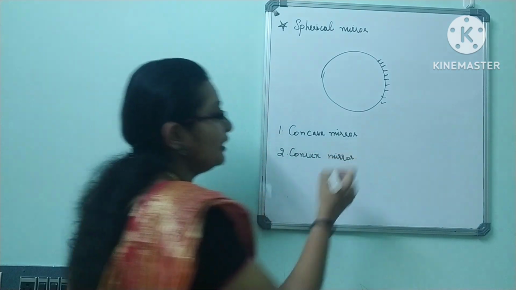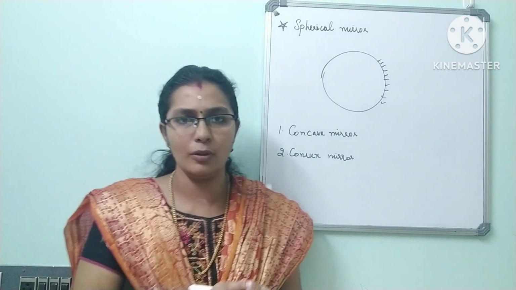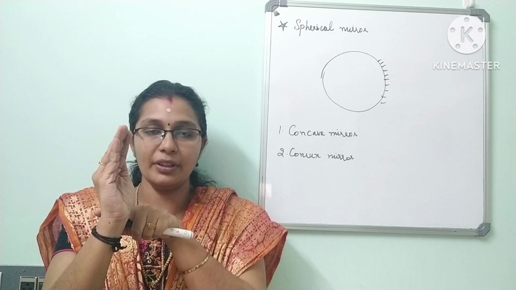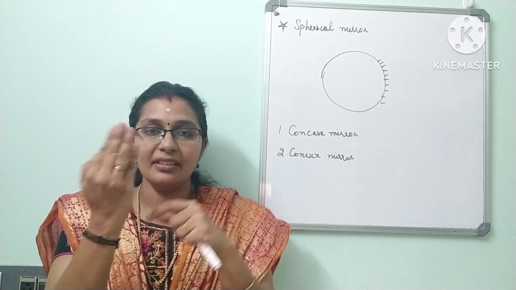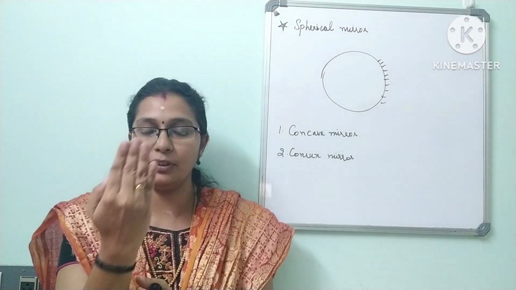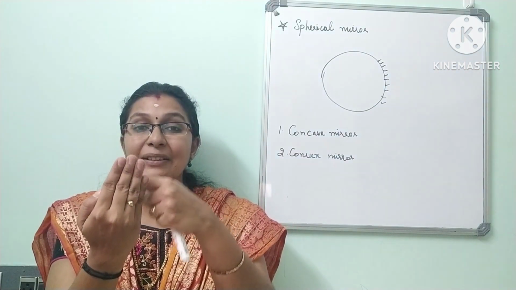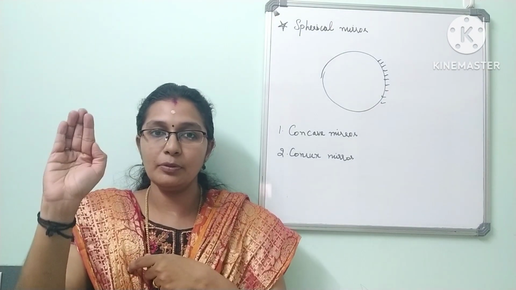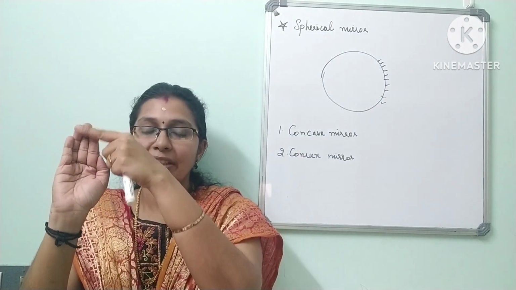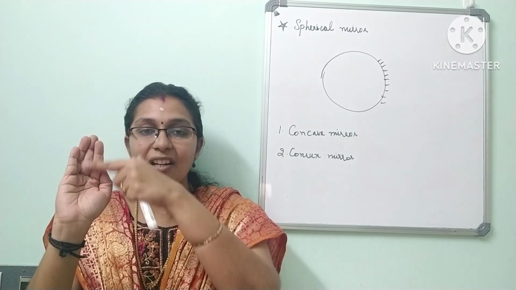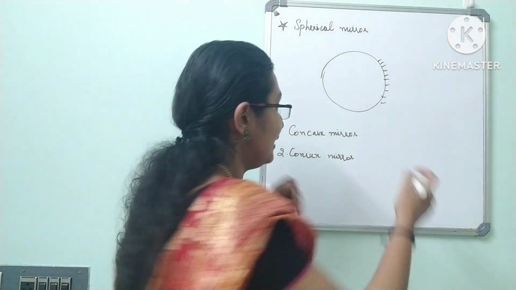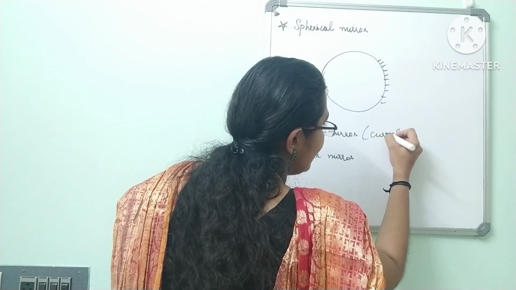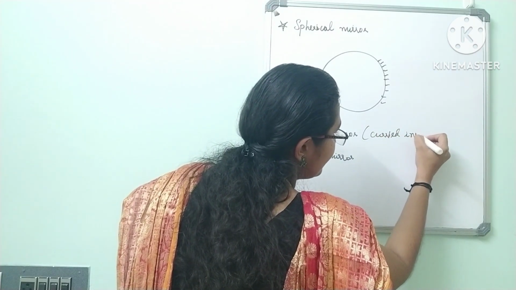So to understand it clearly, you can consider a spoon, a normal spoon. You have one side like this and the other side like this. Keep your spoon like this, so the side whose curved surface is inwards. When you see the spoon like this, the curved surface is curved inwards, right. That is nothing but a concave mirror, whose reflecting surface is curved inwards.